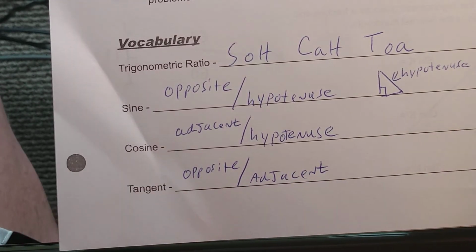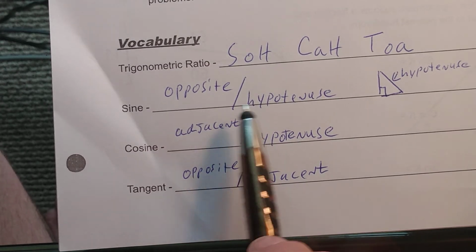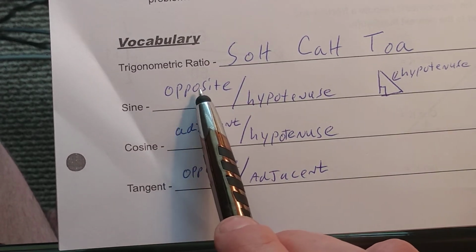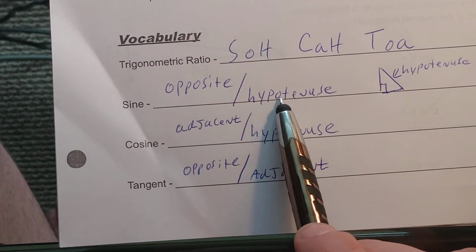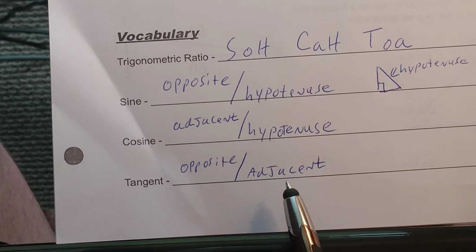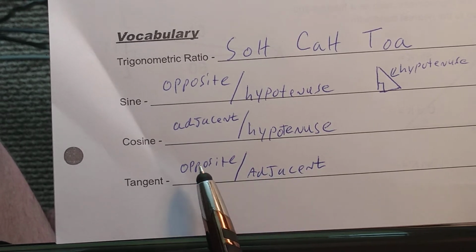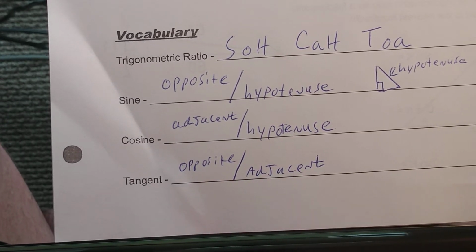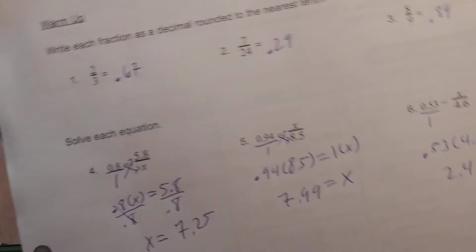Okay? And we're going to use these ratios for these next problems. And remember, this is a fraction. Opposite is the numerator, hypotenuse is the denominator. Adjacent's the numerator, hypotenuse is the denominator. Opposite's the numerator, adjacent's the denominator. Okay, turn the page.